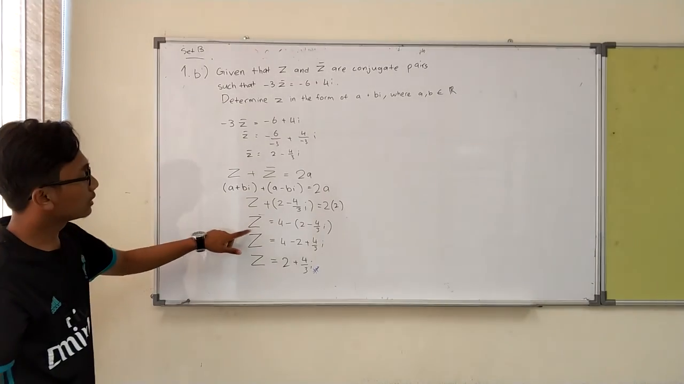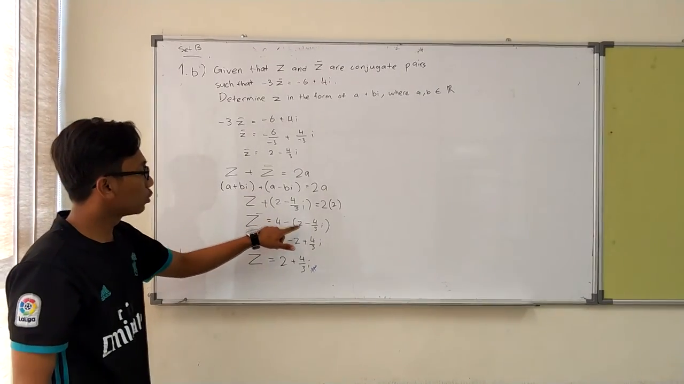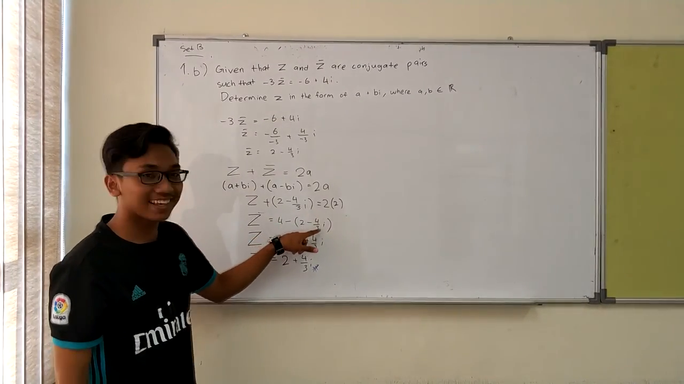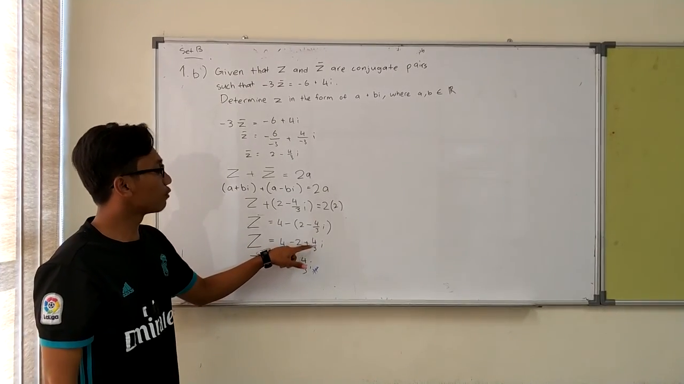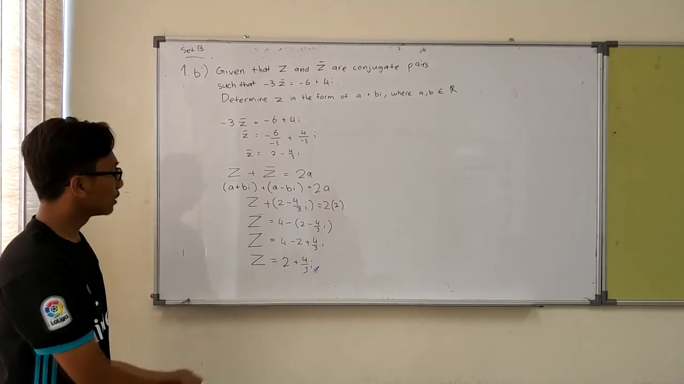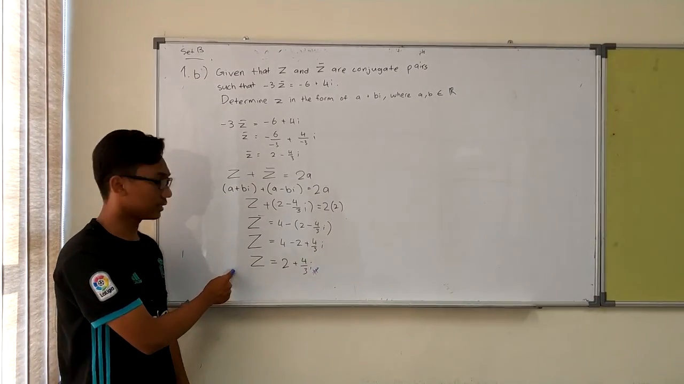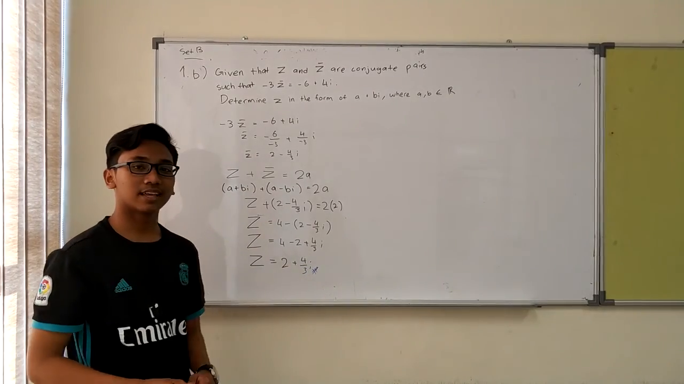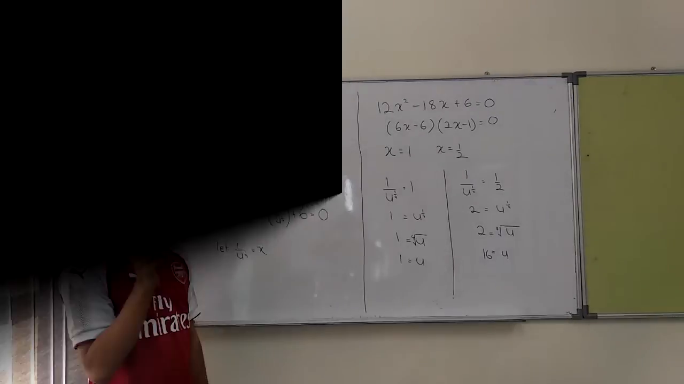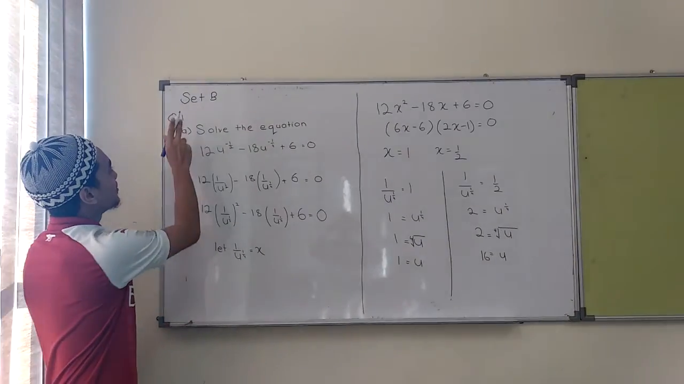So z is equal to 4 minus 4 over 3i. z is equal to 4 minus 2 plus 4/3i. So the z value is 2 plus 4/3i. Thank you. Okay, let's continue to question 1a from set B.